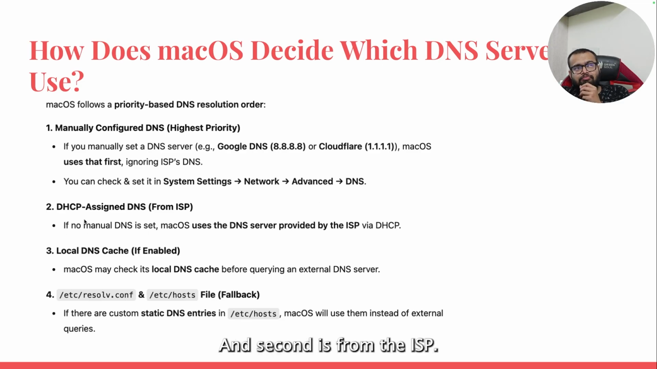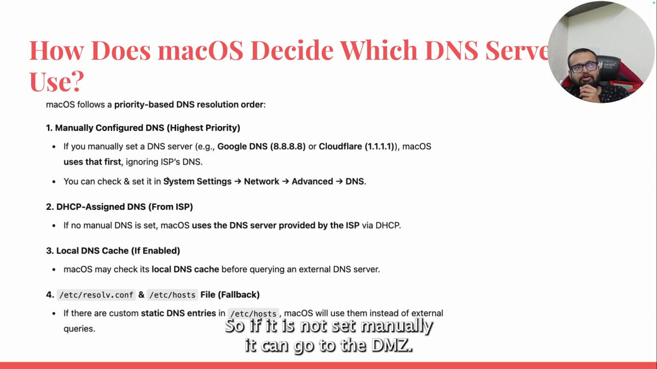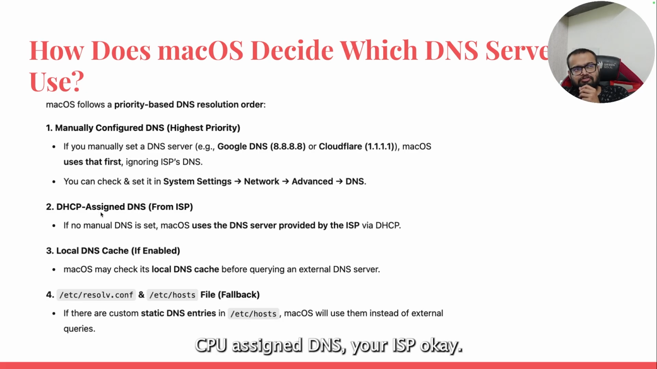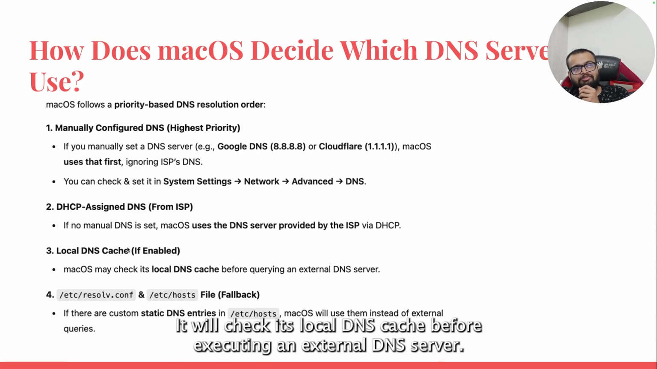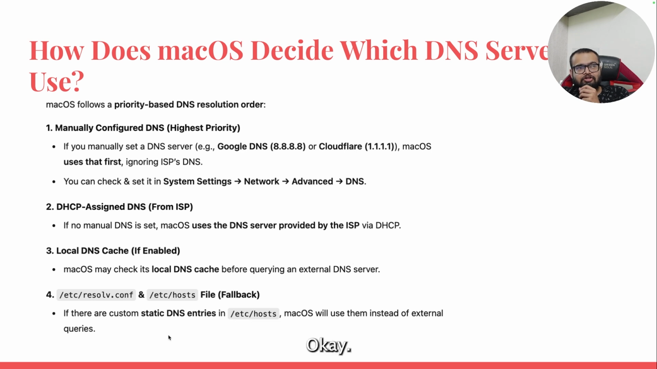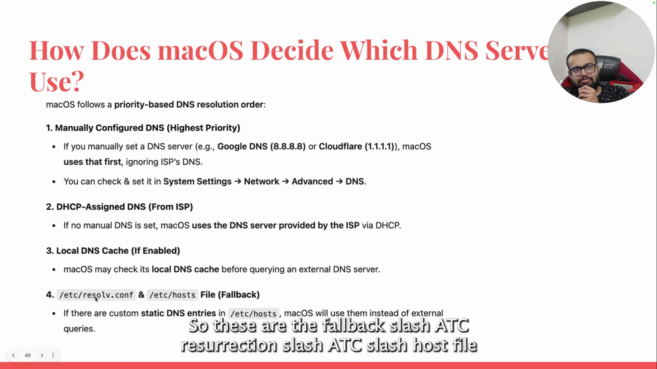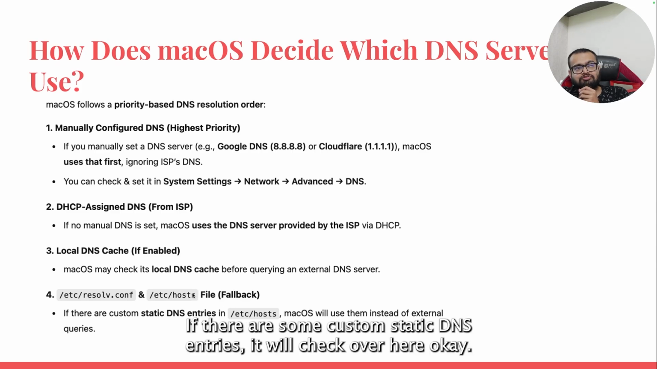And second is from the ISP, the DHCP assigned, like this protocol assigned, right? So if it is not set manually, it can go to the DHCP assigned DNS, your ISP's. Okay, it will see over there. Okay. Third priority is given to the local DNS cache. It might check its local DNS cache before querying an external DNS server. Okay, so these are the fallbacks: /etc/resolv.conf, /etc/hosts file. Okay, if there are some custom static DNS entries, it will check over here.